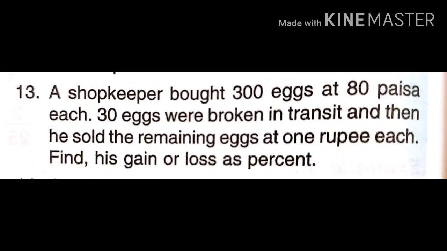Second information is 30 eggs were broken, means when he is bringing them on the way 30 eggs were broken. So out of 300, 30 broken, what is the remaining? So 270 eggs are remaining. Then he sold the remaining eggs at 1 rupee each. Whatever is remaining he is selling all the eggs at 1 rupee each. Clear? And he is buying at 80 paise one piece and 30 eggs were broken on the way. So the question is find his gain or loss percent. See how easy this question is.